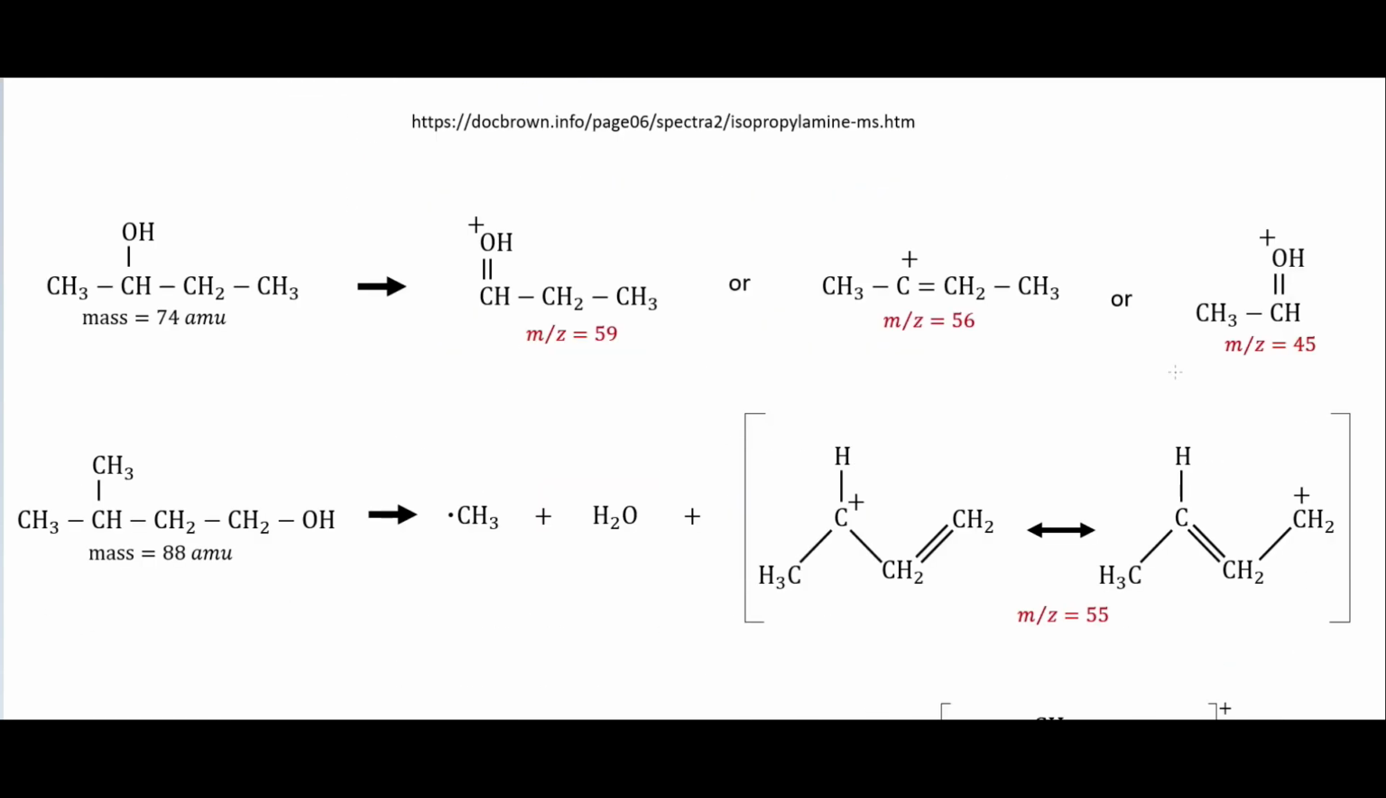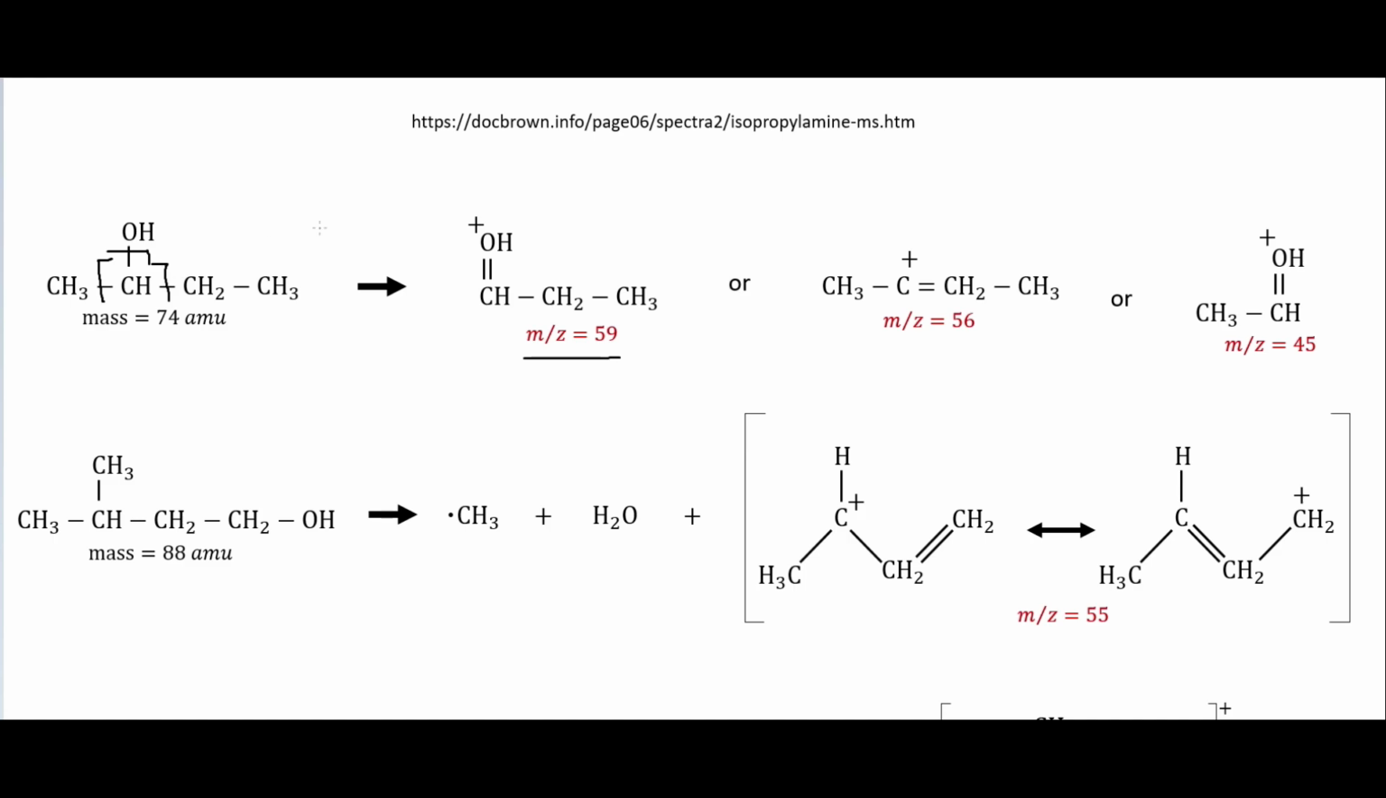And so with alcohols, what you see is you get even more complex peaks quite often. And this is one of those things where, like I was saying at the beginning of this video, the mass spectrum can often be one of the more difficult ones to interpret. That's because if you do have these alcohols, then you can get multiple different types of fragments. So we can get this m/z of 59 if we break it off right here. We can get this m/z of 56 if we instead break it off right there. And we can get this m/z of 45 if we instead break it off right there.